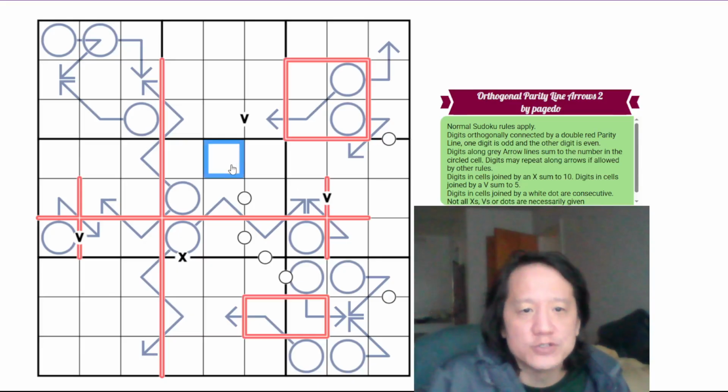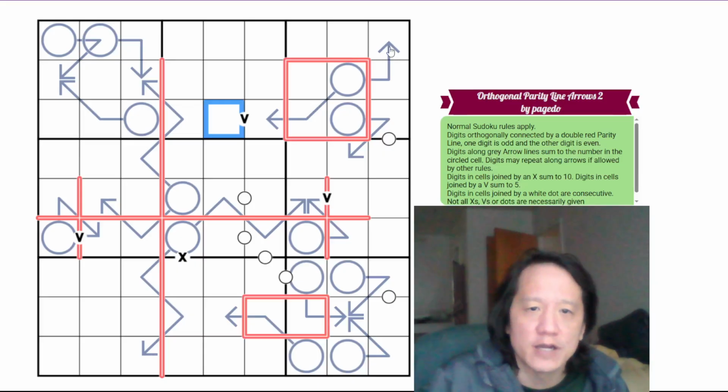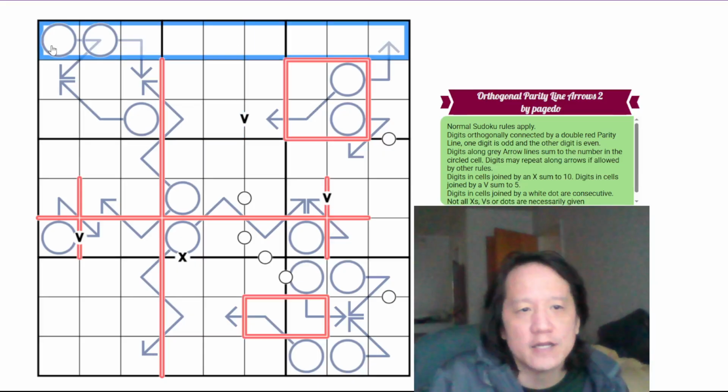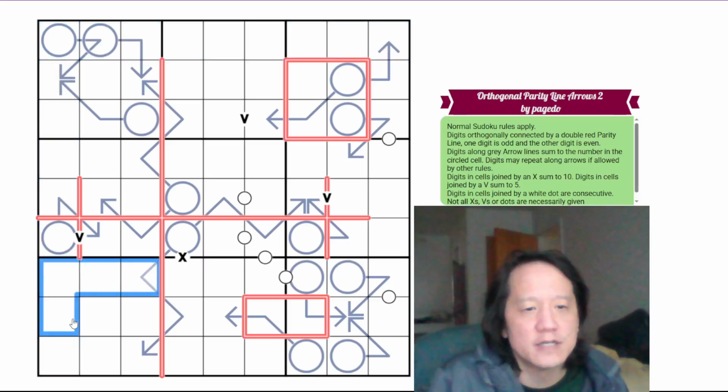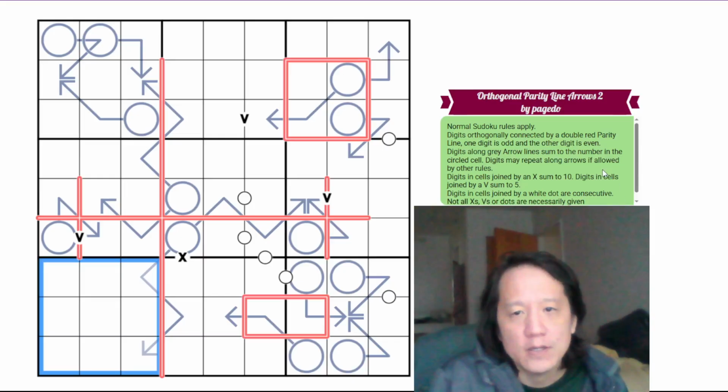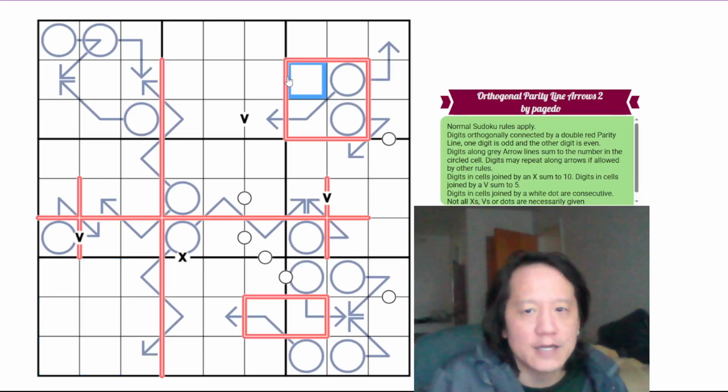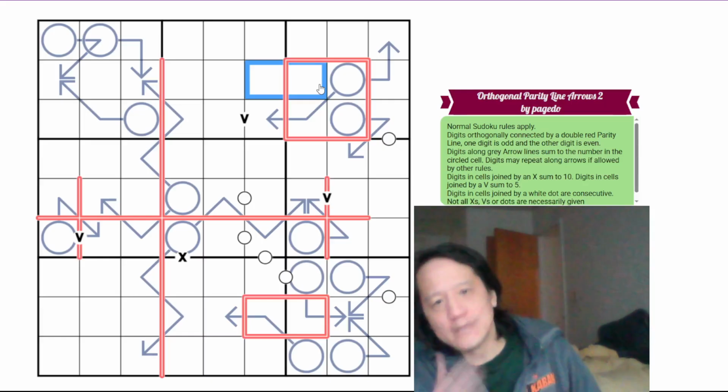Normal Sudoku rules apply, which means in every cell in the grid, place a single digit from 1 through 9 such that there are no repeats in any row, column, or designated 9-cell region. We have digits orthogonally connected by a double red parity line. One digit is odd and the other digit is even. So what does it mean by orthogonally connected? It just means that they share an edge. So basically, any digits that share an edge through a double parity line, which is like this, one of them must be odd, the other must be even. Okay.